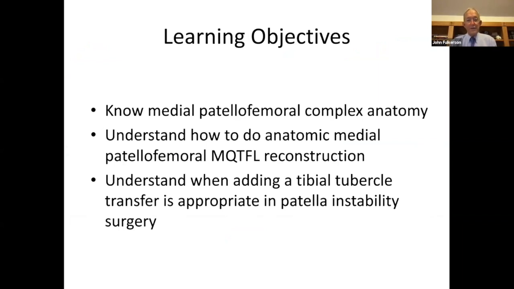So Dr. Tanaka went over this a bit, but for this specific talk, the learning objectives that come to mind are knowing the medial patellofemoral complex anatomy. We're going to shift a little more heavily that way and understand how to do anatomic medial patellofemoral MPFL, or MQTFL in my case, since that's all that I do. Understand when adding a tibial tubercle transfer is appropriate in patella instability surgery. Dr. Sherman's talk was truly superb. It's the best I've ever heard on the cumulative topics that we deal with in making this decision, and really excellent and up to date. Tough act to follow, but I'm going to take a little different track.